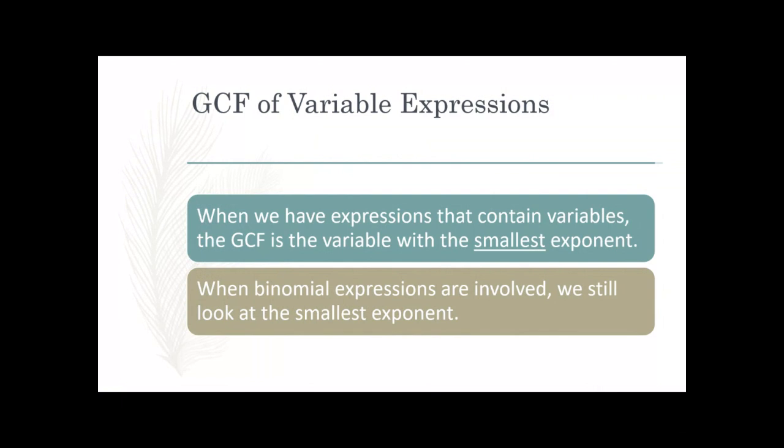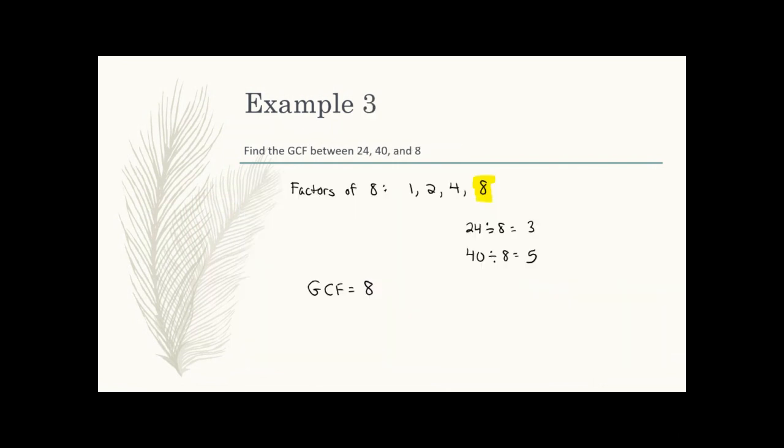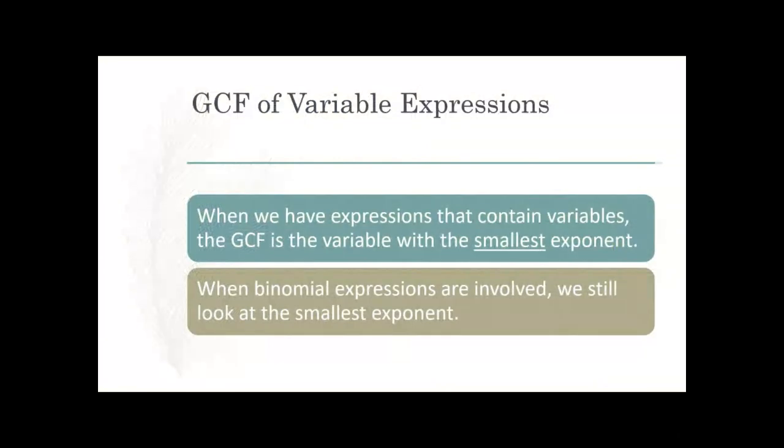When you have expressions that have variables, so you have letters in them, you're always going to pick the variable with the smallest exponent. It's very similar to the prime factorization method where you pick the one with the smallest exponent. So it's the same rule for the numbers as it is for the variables. You want the smallest exponent.